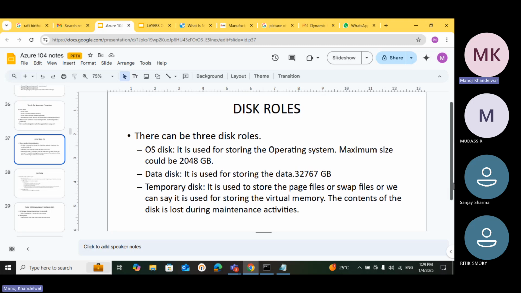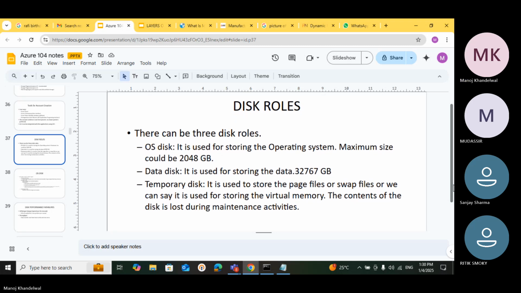Okay, now disk roles. When you create a virtual machine, at that time one operating system disk is already there, which is the OS disk. By default, it's coming. But if you want any extra disk, you can always get it by using a data disk. You can attach one more data disk to it. And also one temporary disk is created. So whenever you create a virtual machine, always one temporary disk is also created.